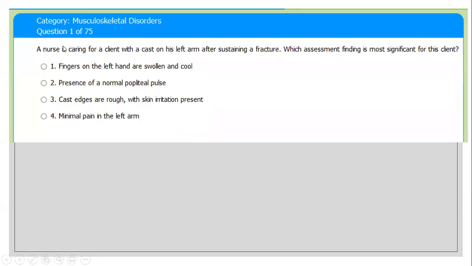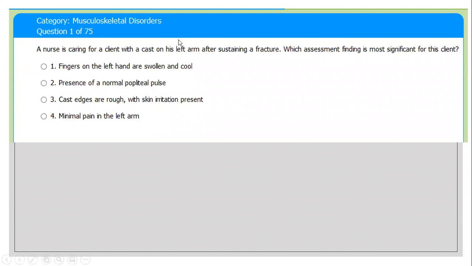Next question here. A nurse is caring for a client with a cast on his left arm after sustaining a fracture. Which assessment finding is the most significant for this client? Number one, fingers on the left hand are swollen and cool. Number two, presence of a normal popliteal pulse. Number three, cast edges are rough, or skin irritation is present. Number four, minimal pain in the left arm.